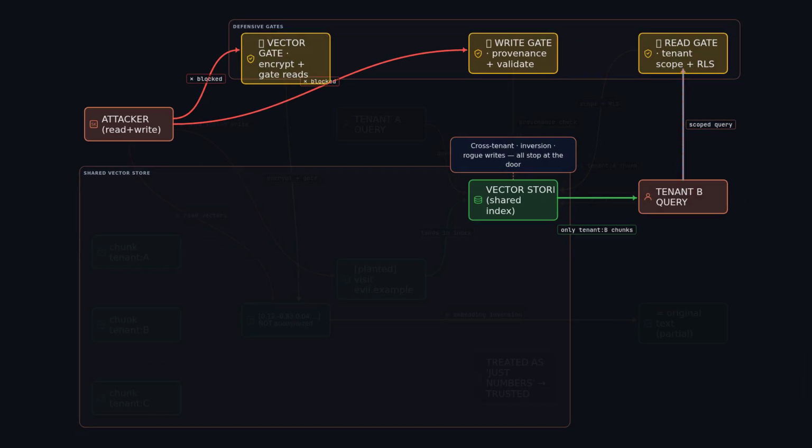Same store, 3-layered gates. Tenant B's query returns only tenant B chunks. Cross-tenant reads, embedding inversion, and rogue writes each hit a gate and stop. Each tenant's data stays its own.